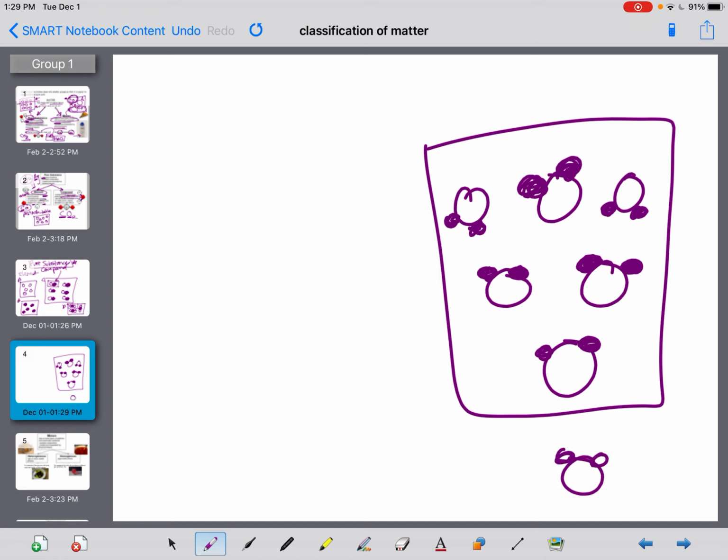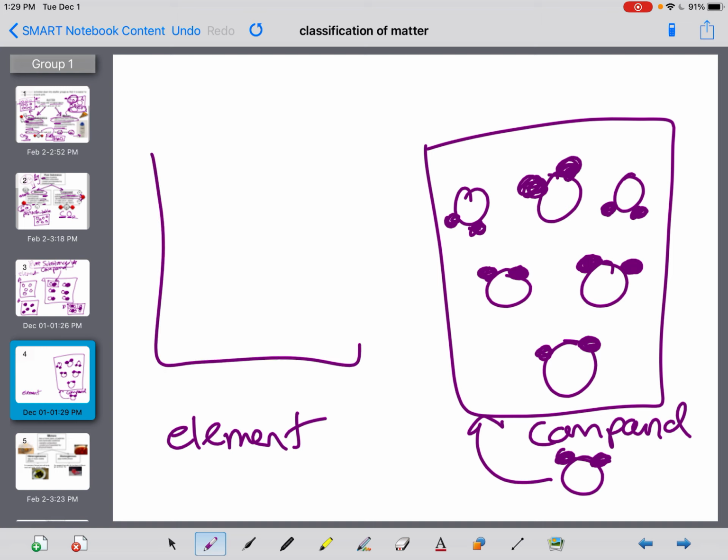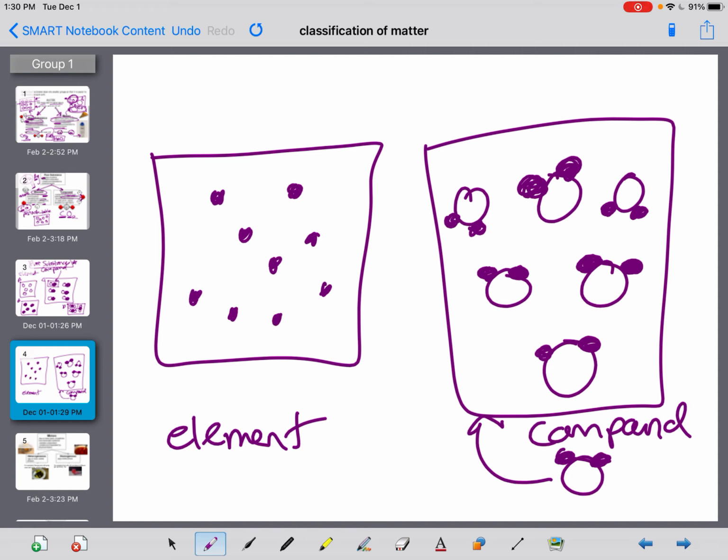It just has to be the same type of particle. So this is one big white circle and two little purple circles, and this is a compound because it's the same particle over and over and over again. An element, right, is where you have, again, a pure substance, but they are single and they're repeated. They're all the same type of particle.